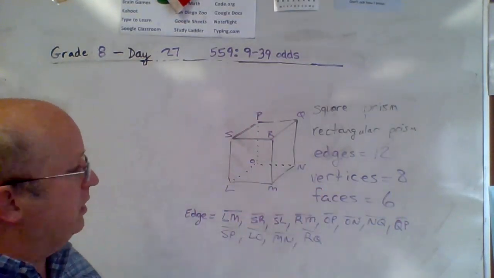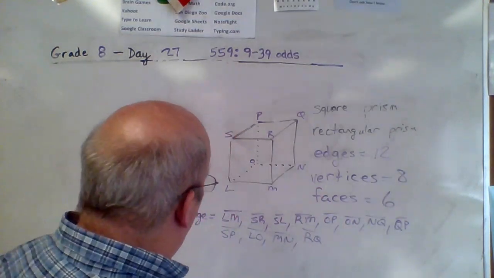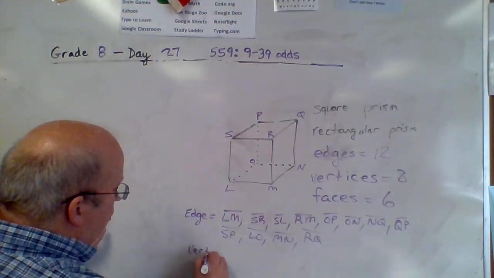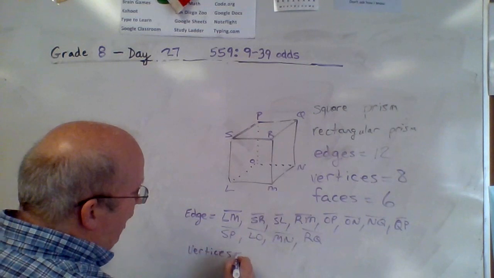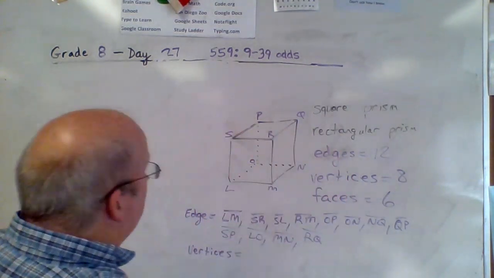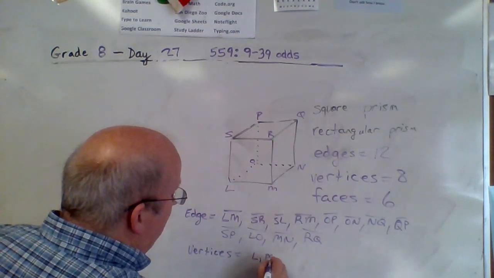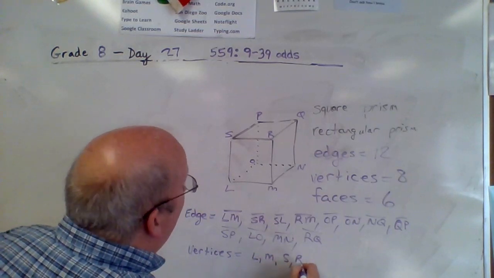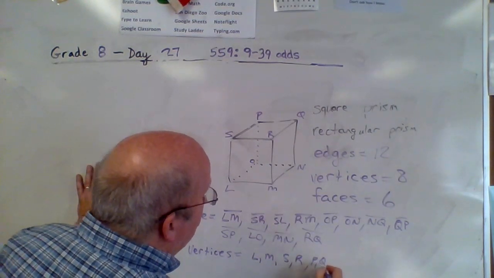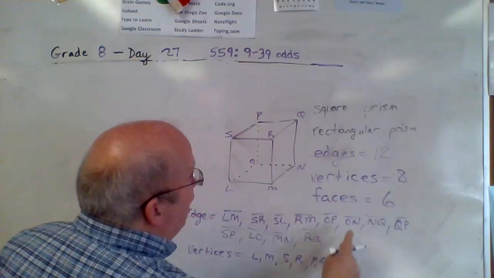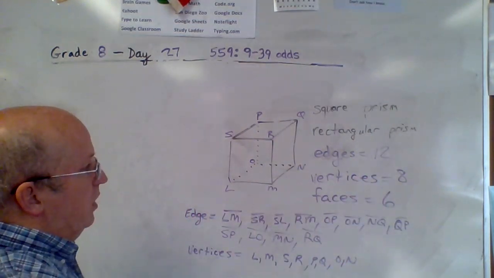What about the vertices? Well, that's a little bit easier to name. The vertices, we just name them according to their dots, right? And so in this case, the vertices are L, M, S, R, P, Q, O, and N. All 8 of the vertices right there.